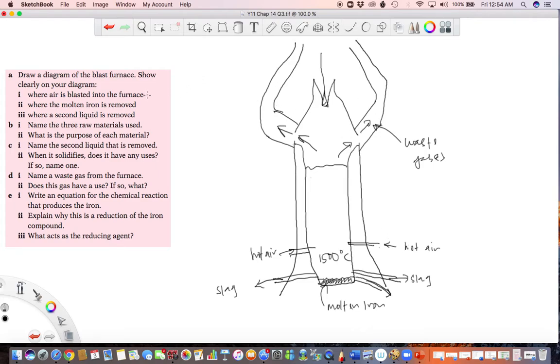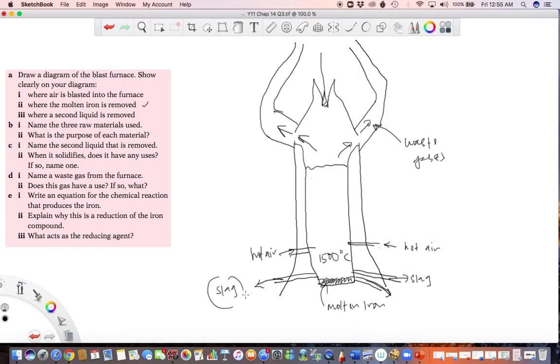So where is air blasted into the furnace? As I've mentioned, it's blasted at the bottom part of the furnace. So the hot air will go up through the mix of coke and iron oxide. Where is the molten iron removed? It's removed at the bottommost part of the blast furnace. Where is a second liquid removed? It's removed right above the iron.